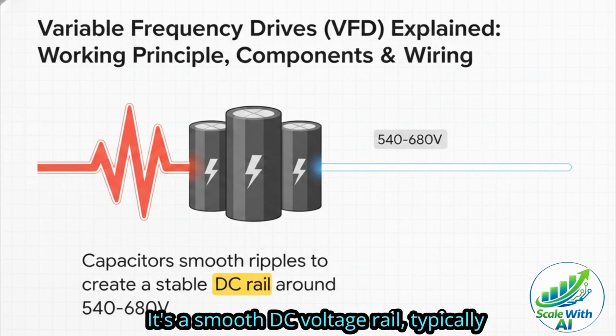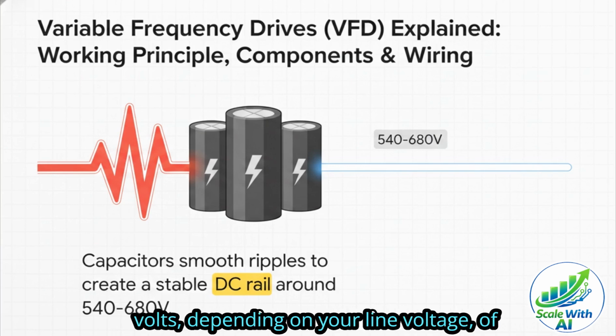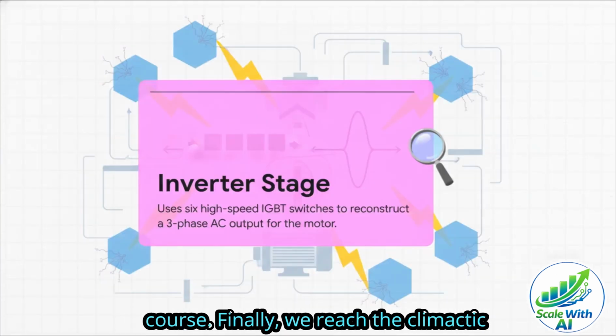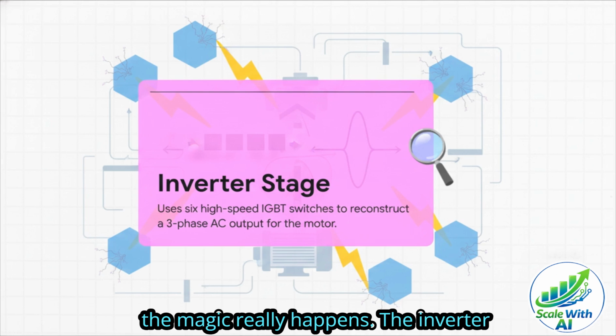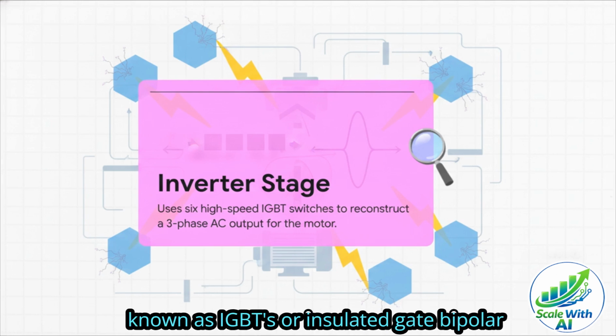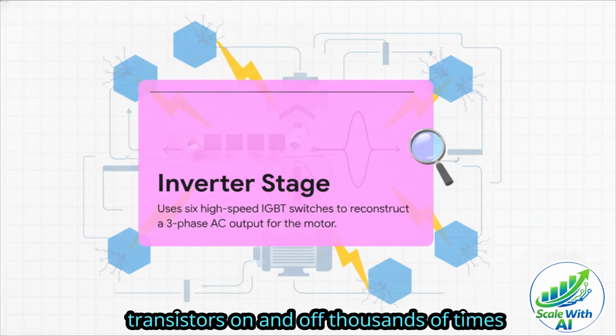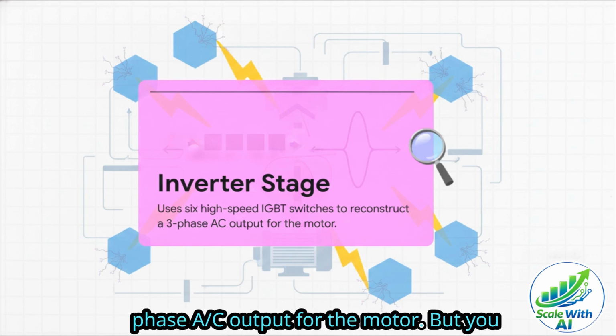It's a smooth, DC voltage rail, typically sitting somewhere around 540 to 680 volts, depending on your line voltage, of course. Finally, we reach the climactic third stage, the inverter. This is where the magic really happens. The inverter uses 6 high-speed electronic switches known as IGBTs, or insulated gate bipolar transistors. By switching these transistors on and off thousands of times every single second, a microcontroller actually reconstructs a brand new 3-phase AC output for the motor.